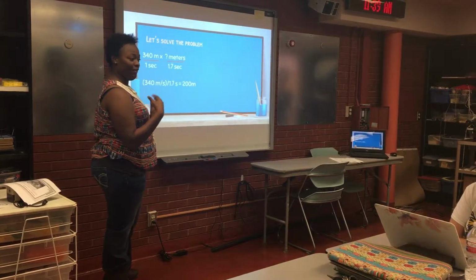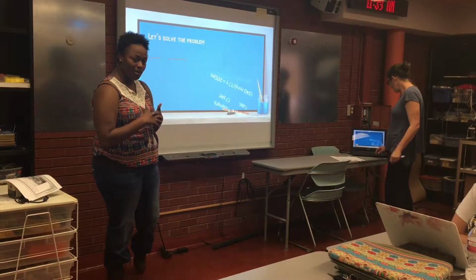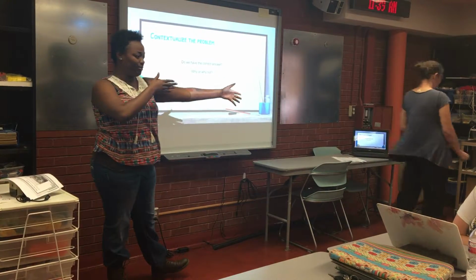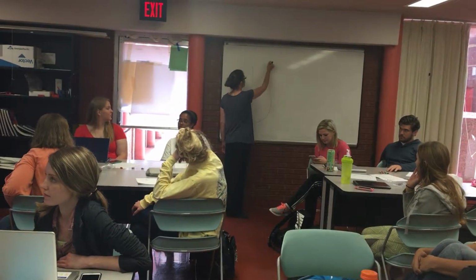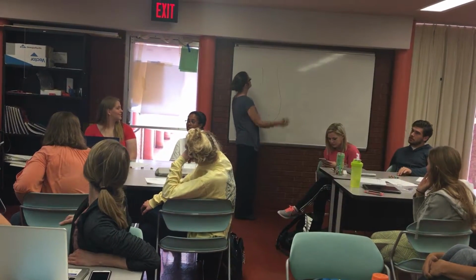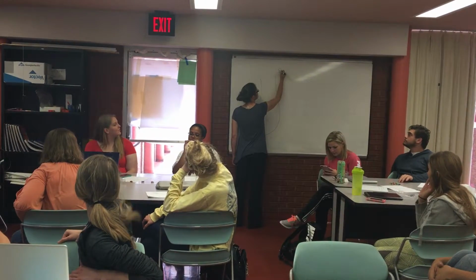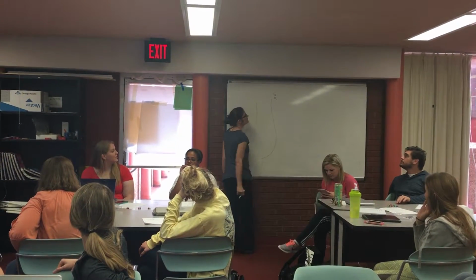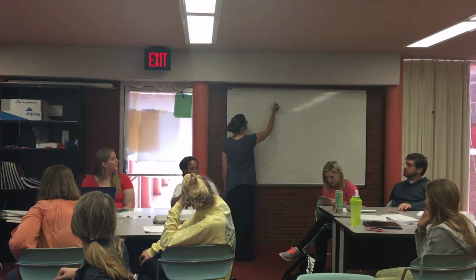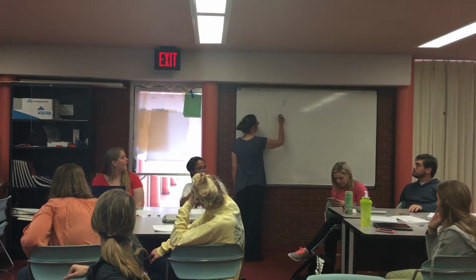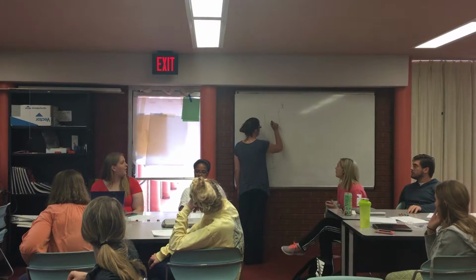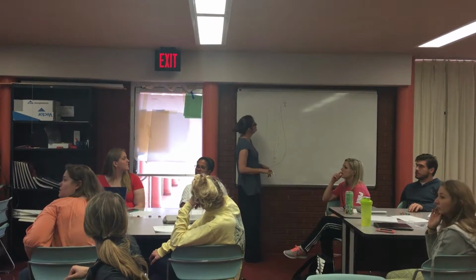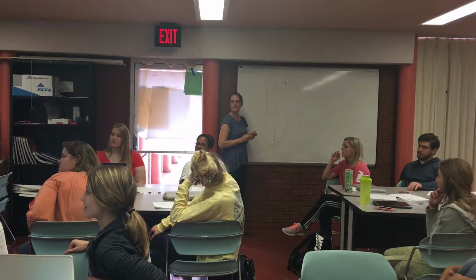But we have to contextualize this problem. So she's going to draw us a picture, a canyon, and we're going to put Joe at the top. So Joe yells. When he yells, the sound has to go down, and then the sound comes right back up. So we have to divide the 200 by 2 because of both directions.